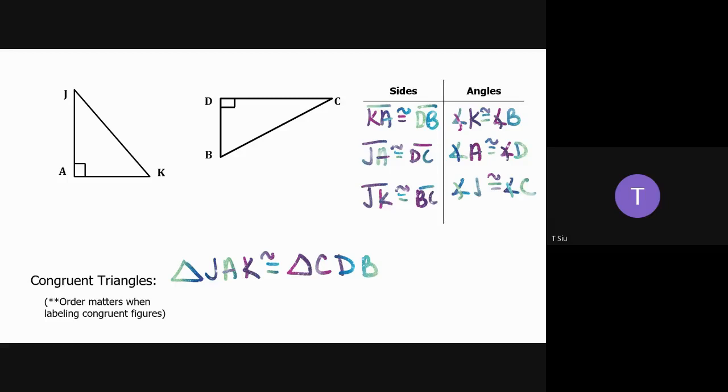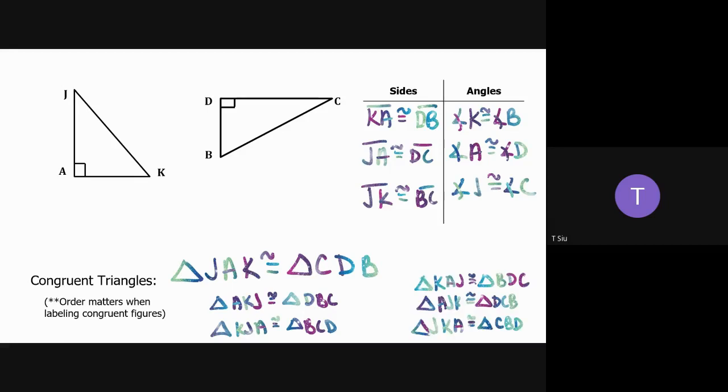This is not the only way that we can name these triangles. We could have used any of these names, where I just rearranged the angle that went first. So either angle A and angle D went first, then angle K and angle B, and finally J and C. But I could have also changed the order a little bit more. All three of these are valid names for these two congruent triangles.